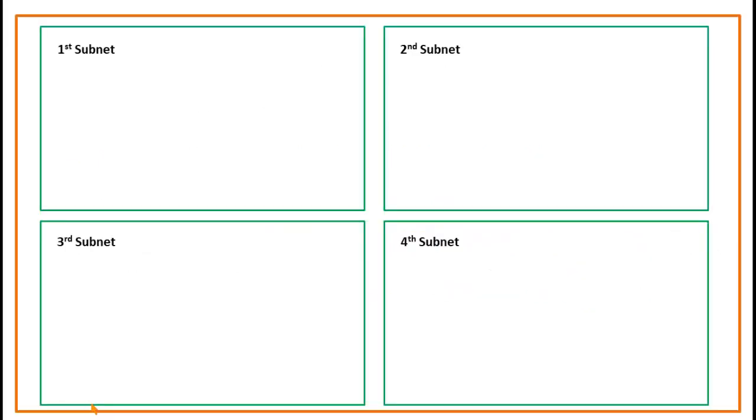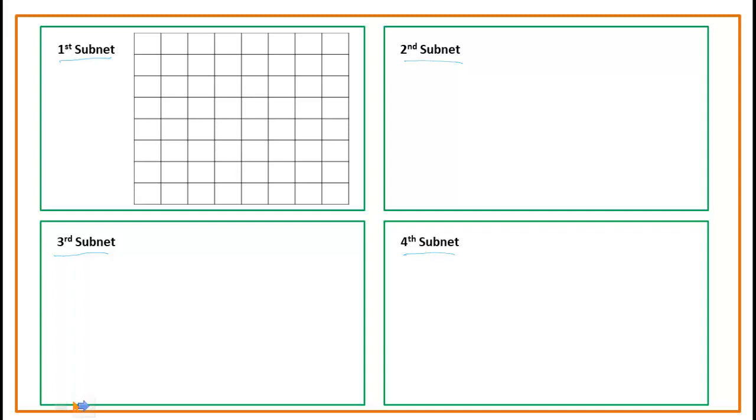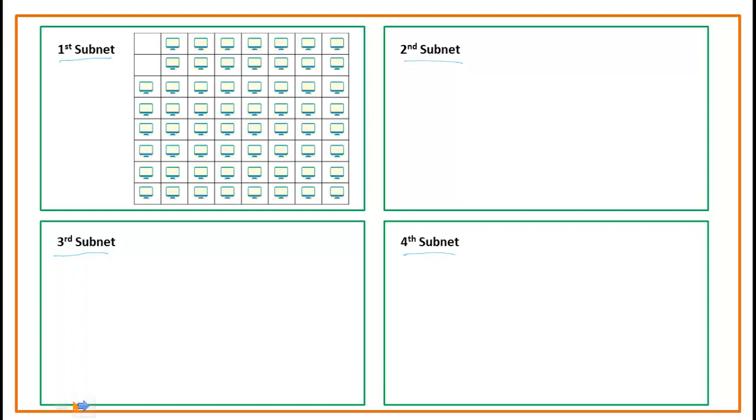Look, for example, this is our first subnetwork, this is our second subnetwork, third subnetwork, and fourth subnetwork, and we calculated that each subnetwork or subnet will have 62 hosts. I took a grid of 8 by 8, so it has 64 total cells. In these 64, except these 2, all are filled with computers, so there are 62 host devices in this subnet.